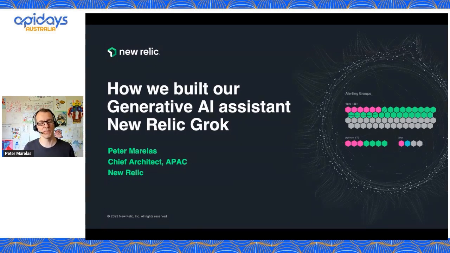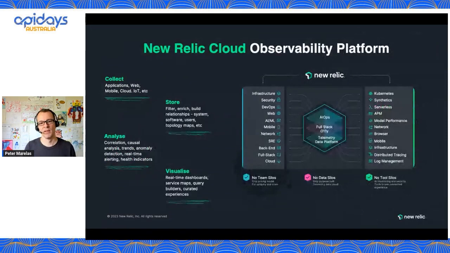And in this session, I'm going to talk about how we built our generative AI assistant, which we call New Relic Grok. Now, before I talk about the actual assistant itself, I have to give you a little bit of background about New Relic and the New Relic platform. So we are a cloud-based observability platform. If you don't know what observability means, just think modern monitoring solution.